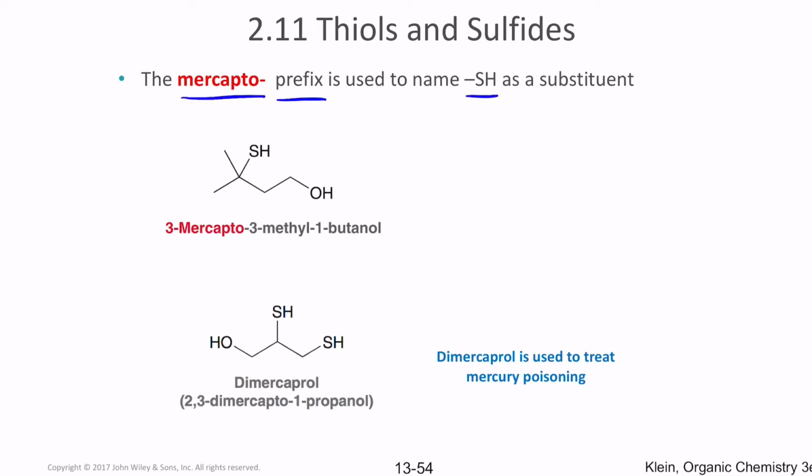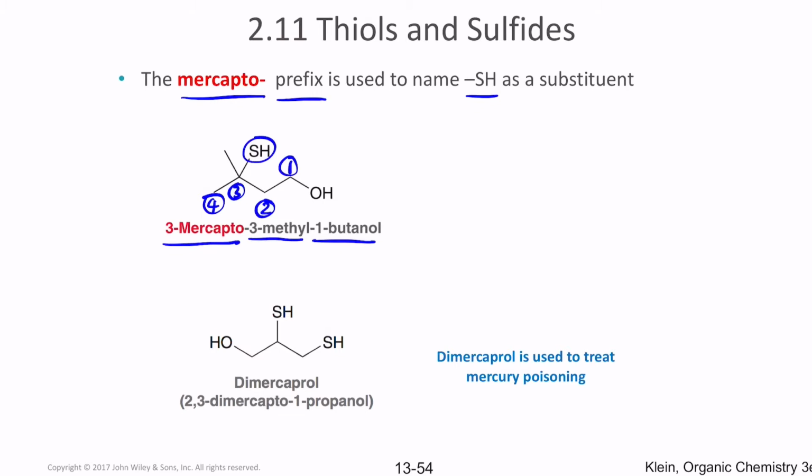If you want to use SH as a side group, as a substituent group, for example, when you have an alcohol group, we always have to give priority to the alcohol group. So 1, 2, 3 and 4. In place of SH now, what do we write here? We write 3-mercapto and then write 3-methyl-1-butanol.